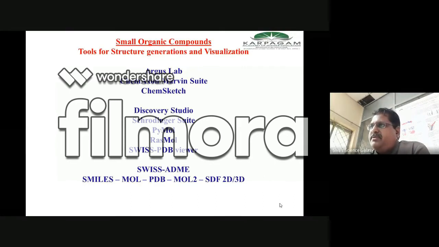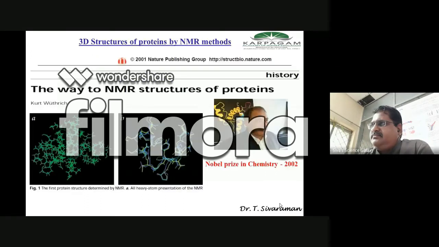Then the properties of the small molecules can be predicted using SwissADME. It's a free online tool. The structures of the small molecules can be generated in different file formats because each tool is compatible with certain file formats. So you can generate the files in different formats like mol, PDB, mol2, SDF. What I'm telling in this slide is that we have a list of computational tools to generate the three-dimensional structures of the small molecules, as well as to analyze their structural properties. Any clarifications? Okay, let me move on.